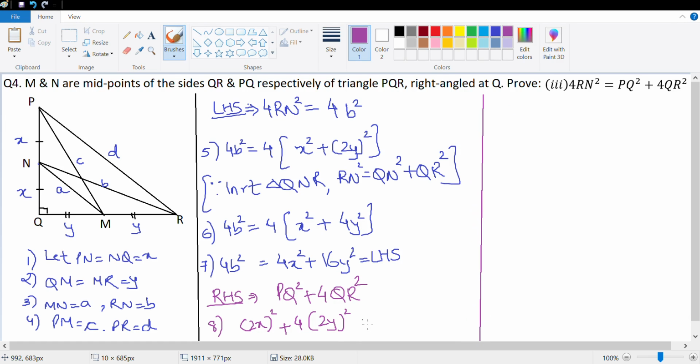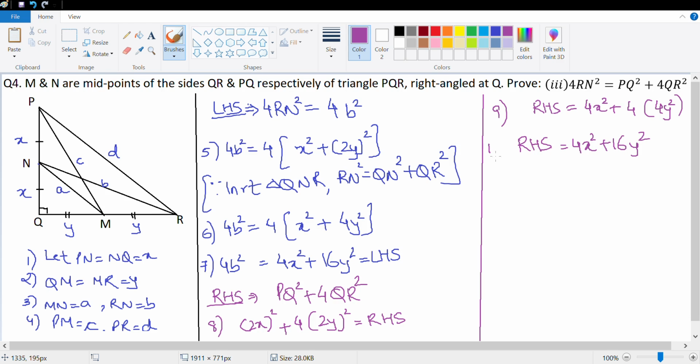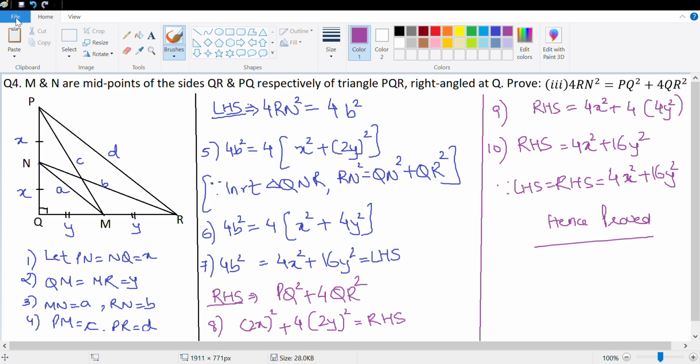Yes, this is correct. Let's look at the next step. What we get is RHS is equal to 4x square plus 4 times 4y square, which is equal to 4x square plus 16y square. Now since LHS is equal to RHS, in this case equal to 4x square plus 16y square, hence proved. Done. Let's look at the last part of this question. The last part of this question is part 4.